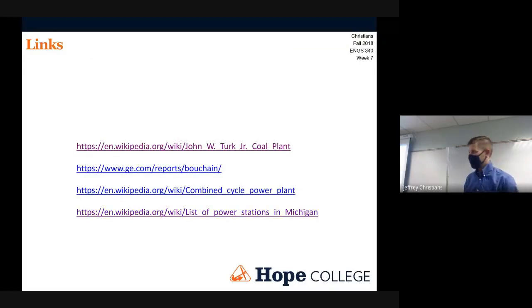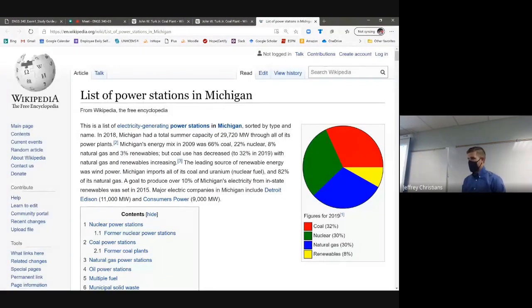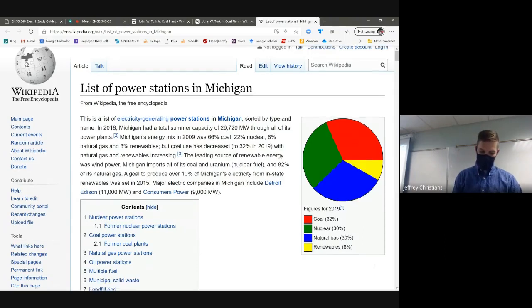If we look at power plant, so that was a power plant in Arkansas. If we look at what's happening here in Michigan, this little pie chart is where our power comes from in Michigan. The red is coal. So about a third of Michigan's electricity comes from coal. That's actually been changing fairly quickly.